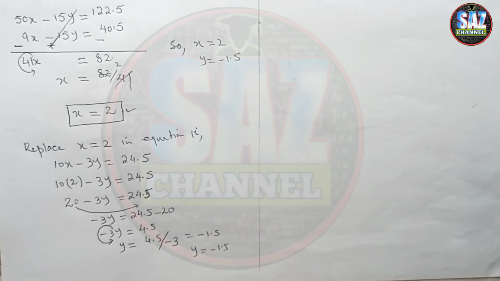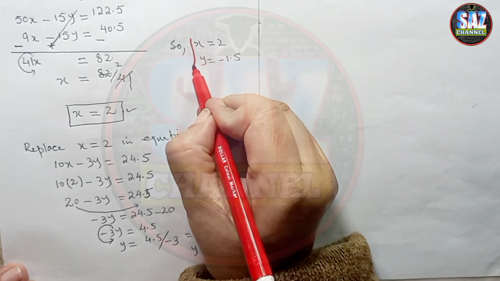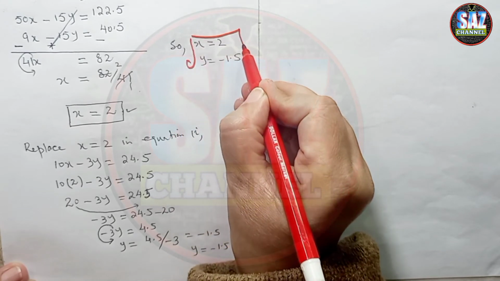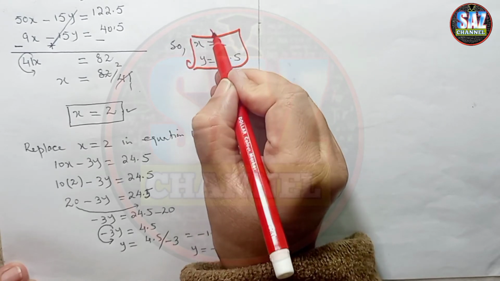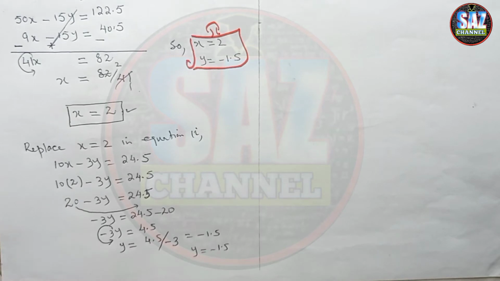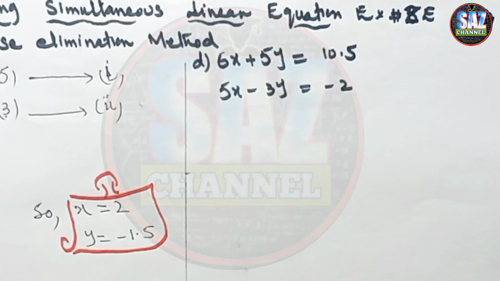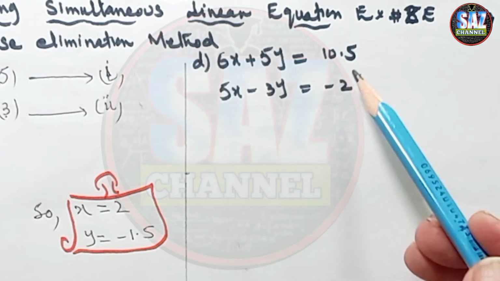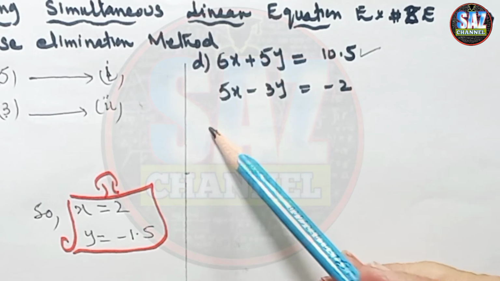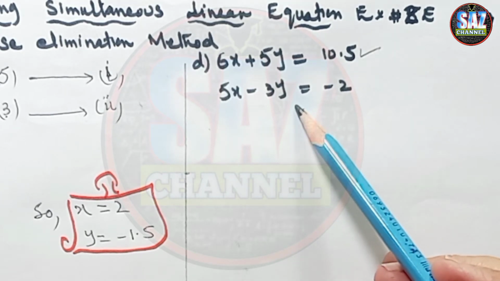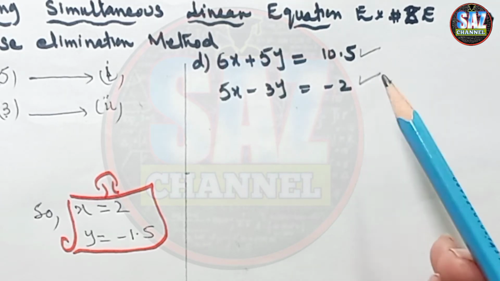I hope these questions are really easy and you are following and understanding these questions well. Let me move to the next part of the question, and the next part is, let me confirm the question from the book. 6x plus 5y equals 10.5 and 5x minus 3y equals minus 2.